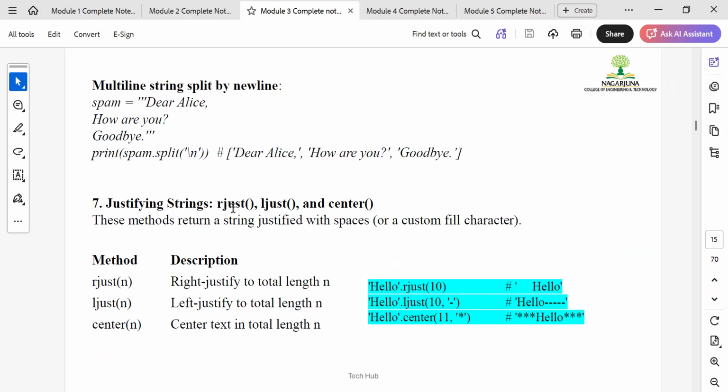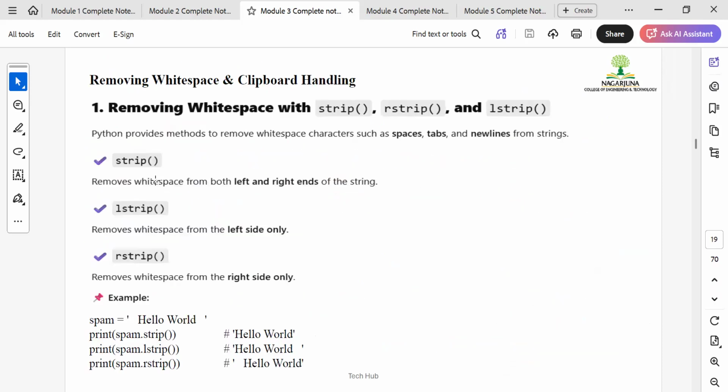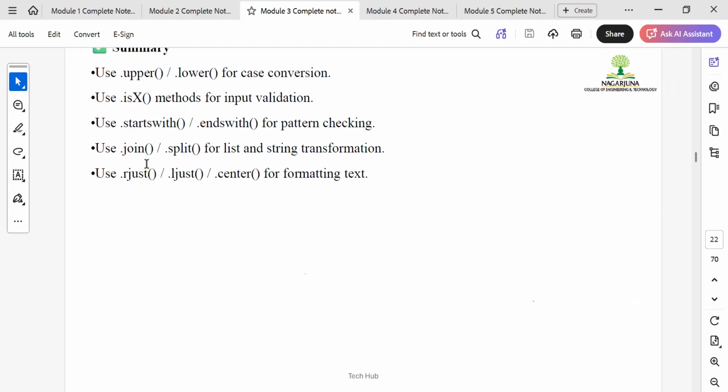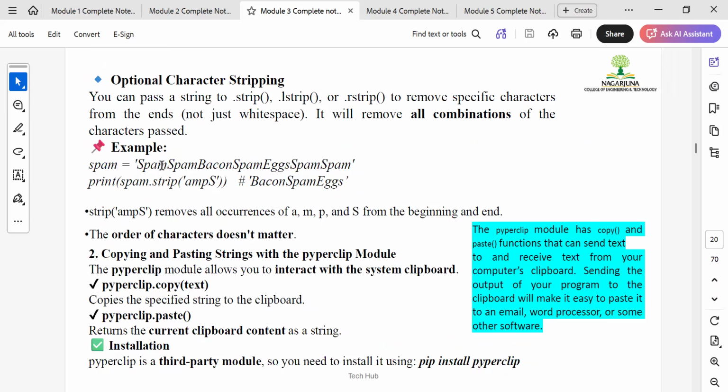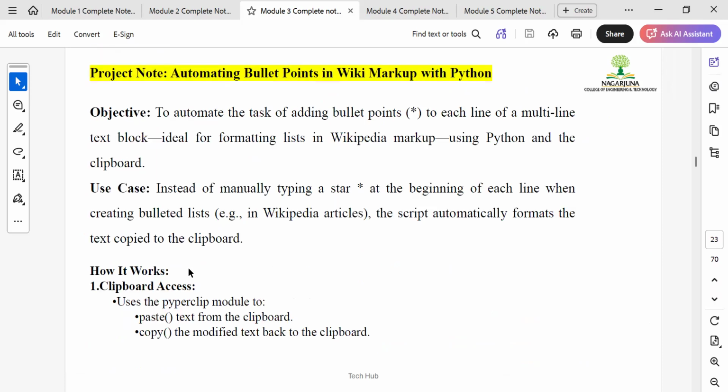Please refer to this. Okay, what are rjust, ljust, center? I mean, justifying a string. Go through this. Then there is the strip method. Now pyperclip, what is pyperclip? Okay, what is pyperclip? How to apply it? Very simple programs are there. Please practice it. Okay, we have done these things in the classroom.